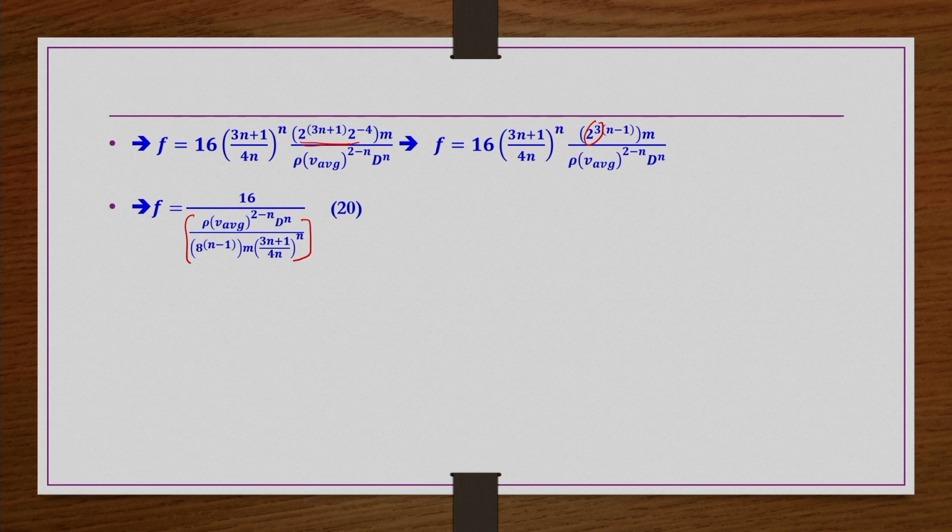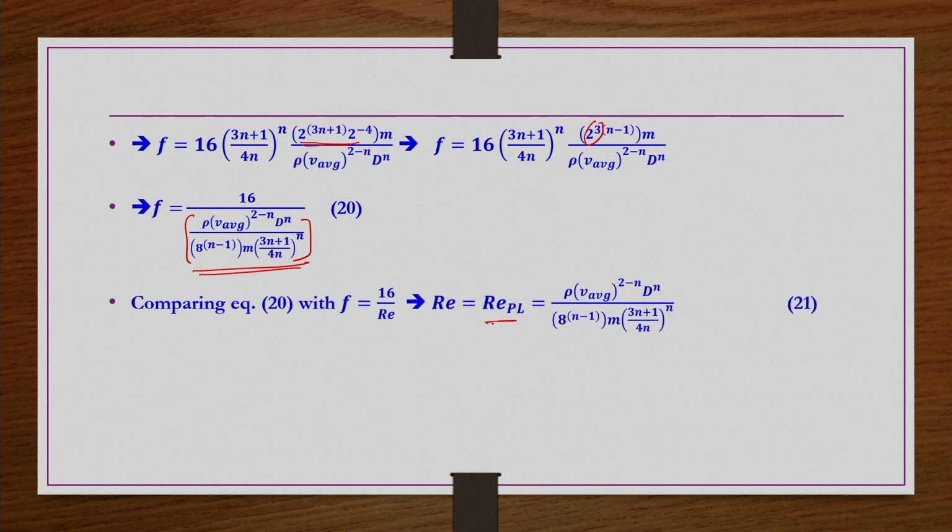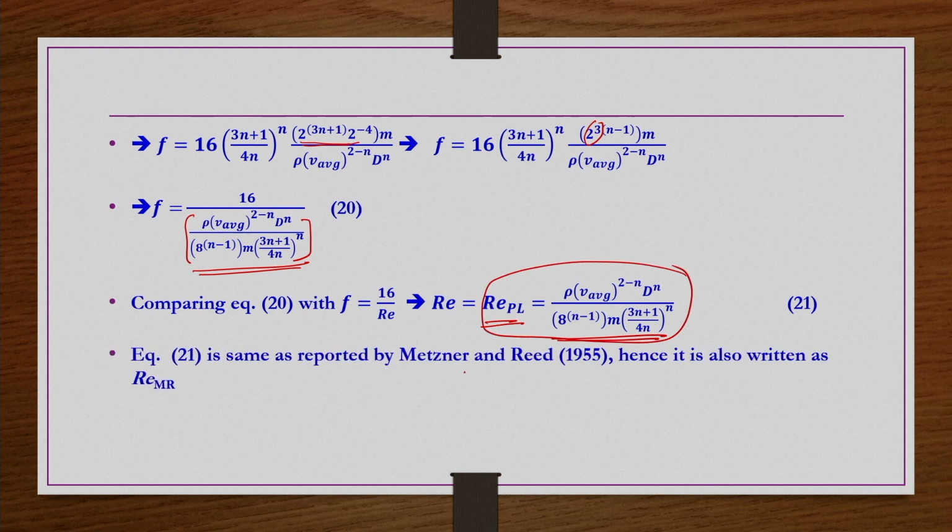For the Newtonian case, friction factor f is equal to 16 by Re, and that form we have written for the case of power law fluids. So by analogy, whatever is in this denominator, that entire thing we can write as Re for power law fluid. So then we are writing Re PL. So Re PL is nothing but rho V average power 2 minus n d power n divided by 8 power n minus 1 m 3n plus 1 by 4n power n. This Re PL expression is also the same as given by Metzner and Reed, so it is also written as Re MR in some books.